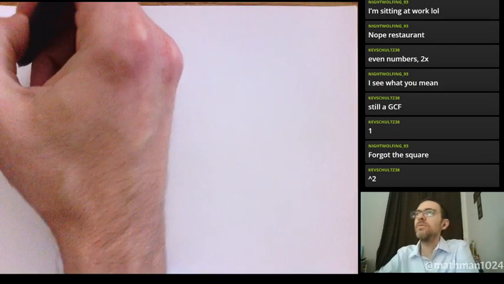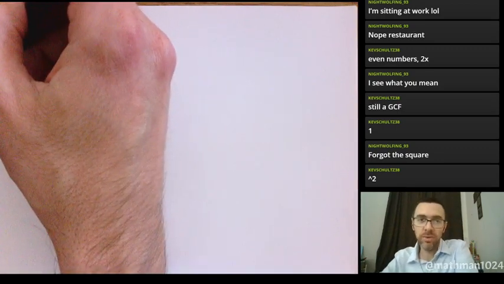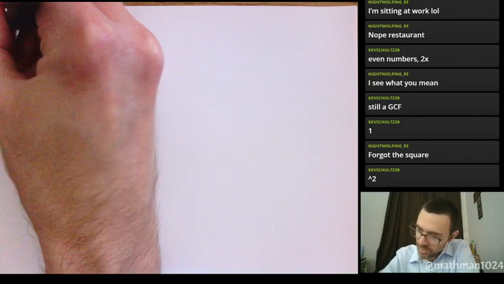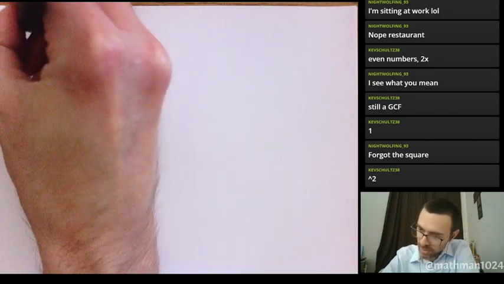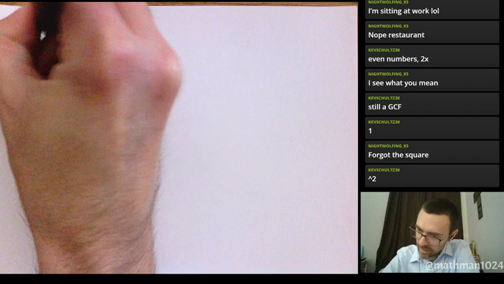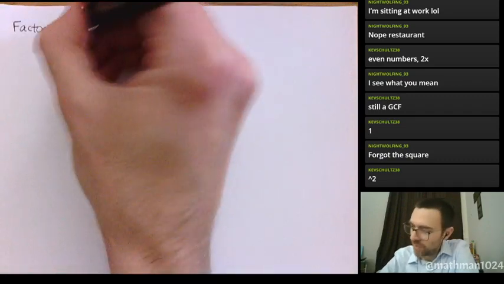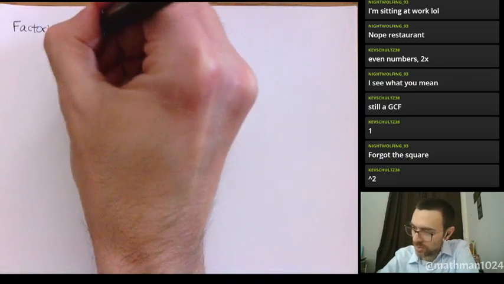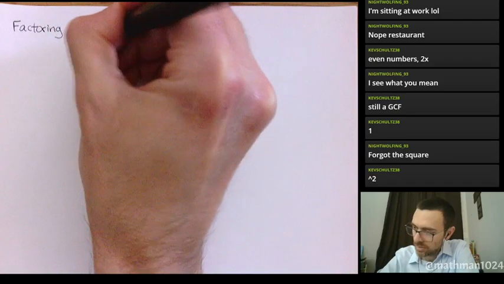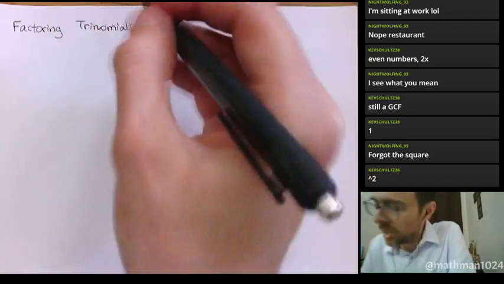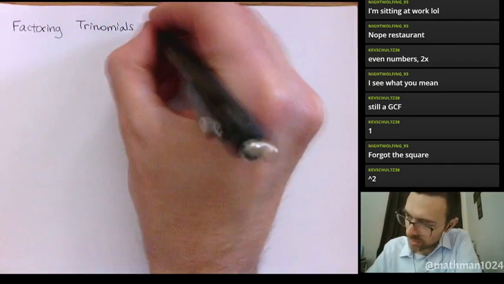Alright, so we've done factoring by grouping, and we've done the greatest common factor. And that leads us to the next fun part, which is factoring trinomials. So we're looking at factoring trinomials.